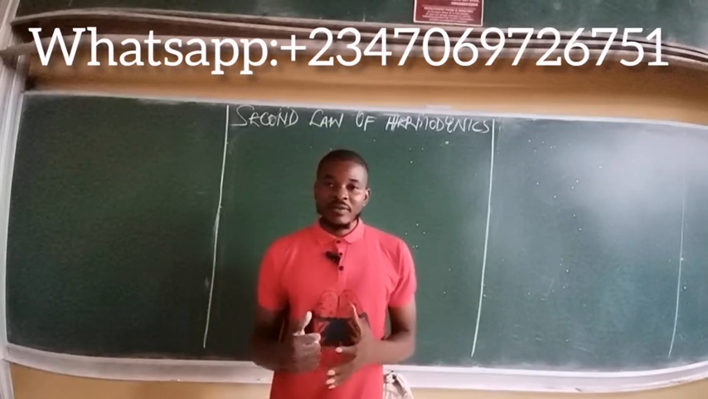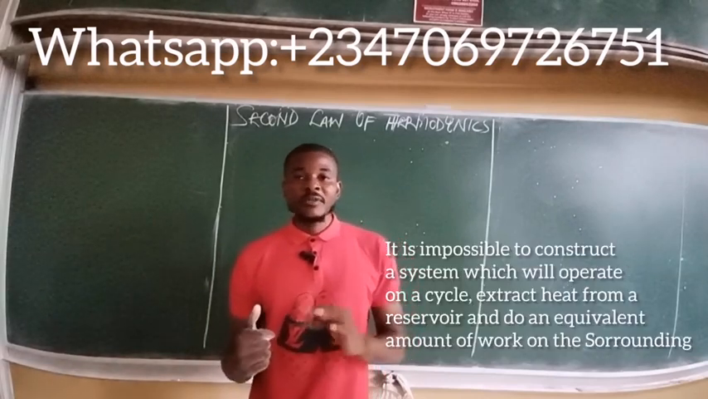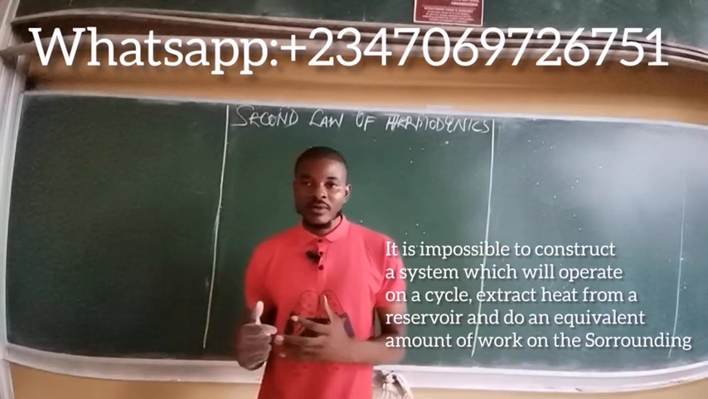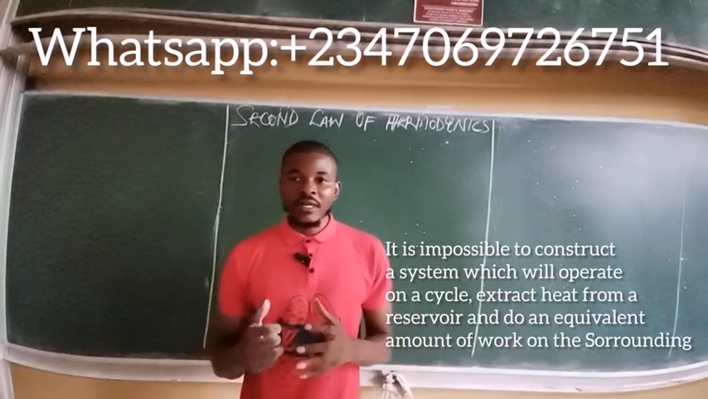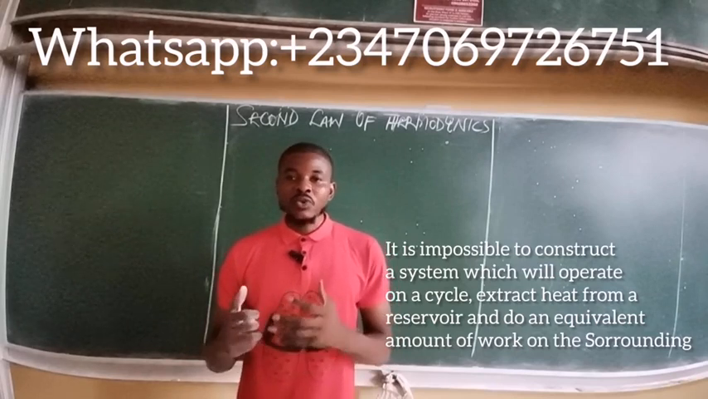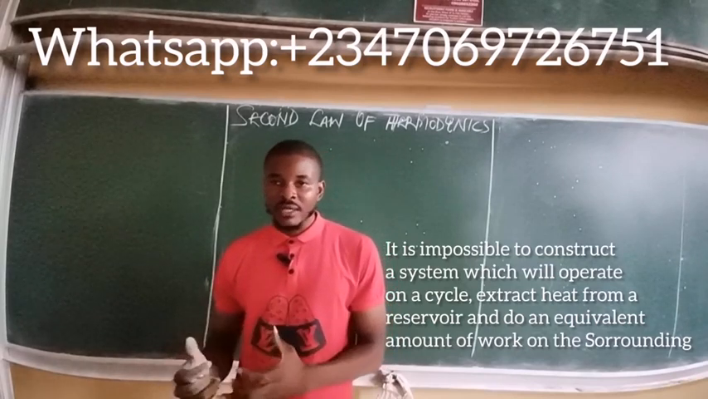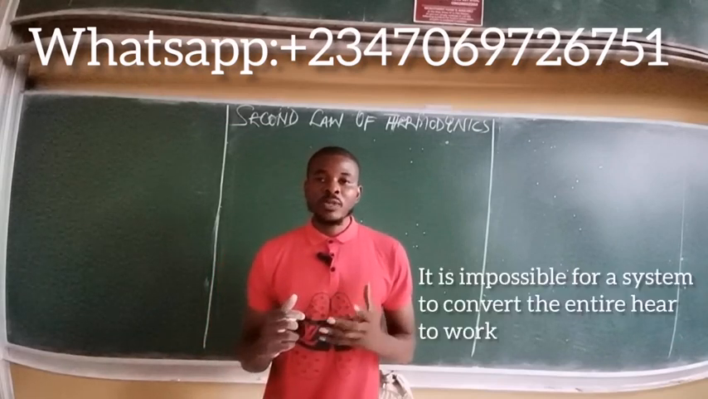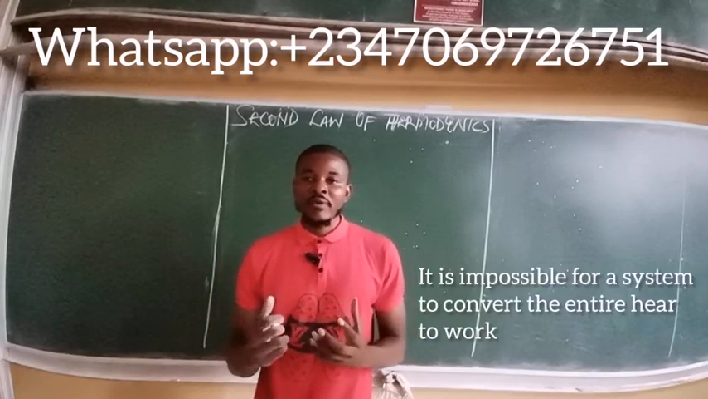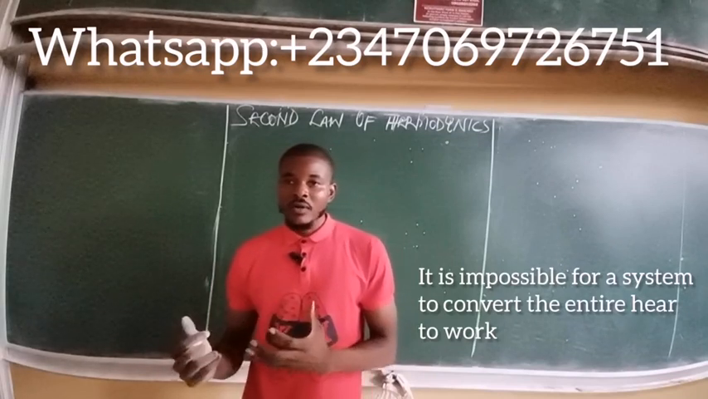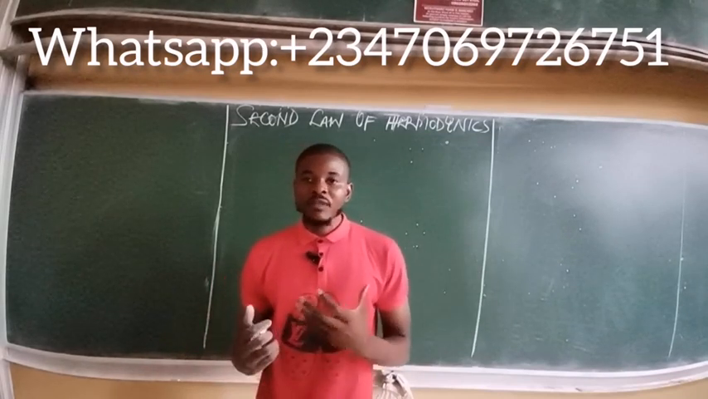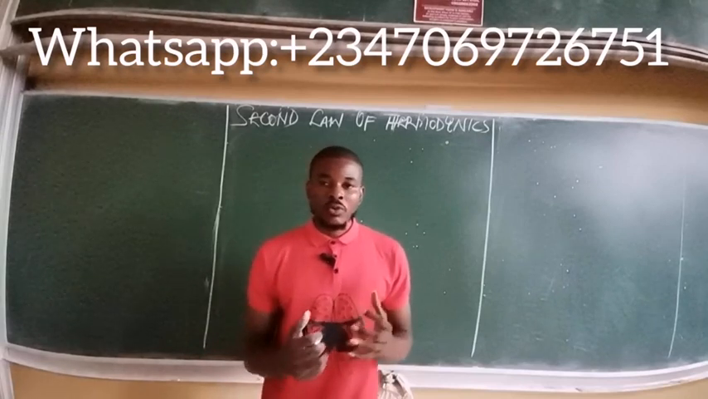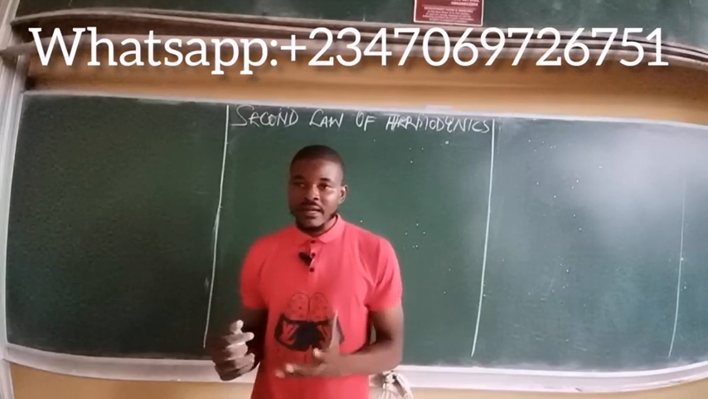The second law of thermodynamics simply states that it is impossible to construct a system which will operate on a cycle, extract heat from a reservoir, and do an equivalent amount of work on the surrounding. So the law is basically saying that it is impossible to convert the entire heat coming into the system into work, unlike what the first law says. The first law says that heat transfer from the surrounding to the system is equal to the work done on the surrounding by the system.